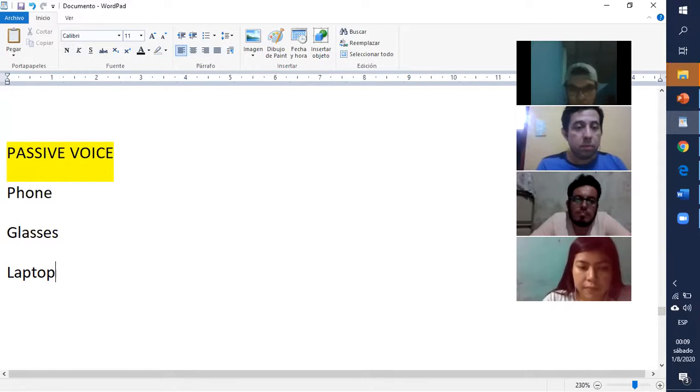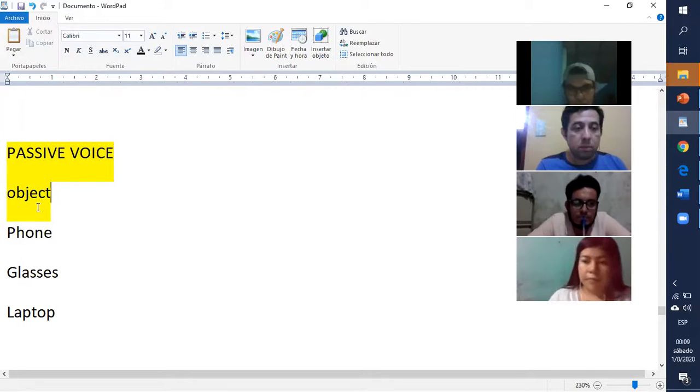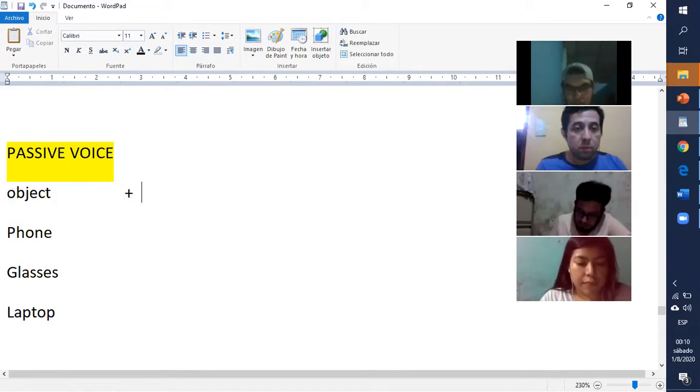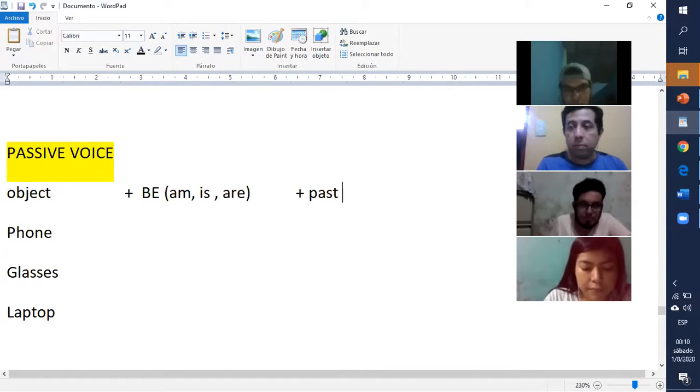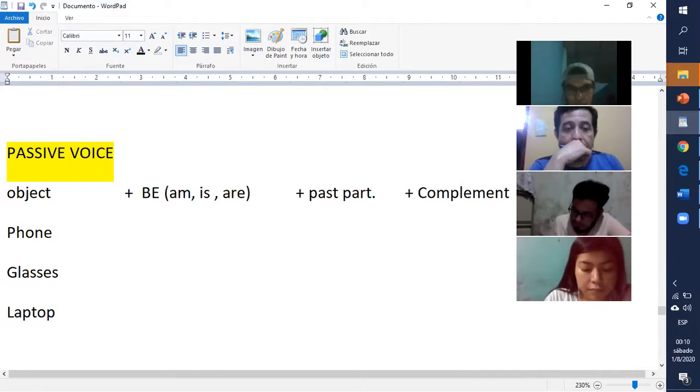So we're going to start the sentence with the object. This is literally an object, but it's also grammatically the object. Plus the verb be. How do you conjugate the verb be, guys? So easy. Am, is, are. Plus past participle. Plus complement.